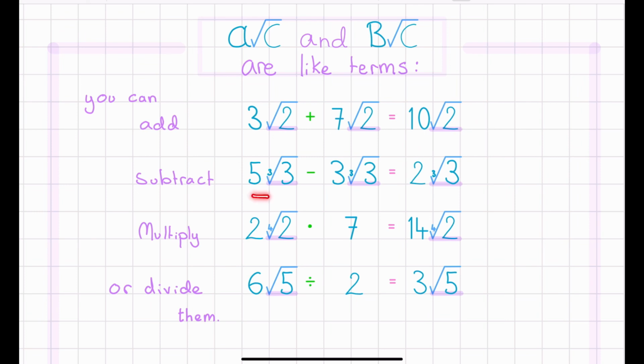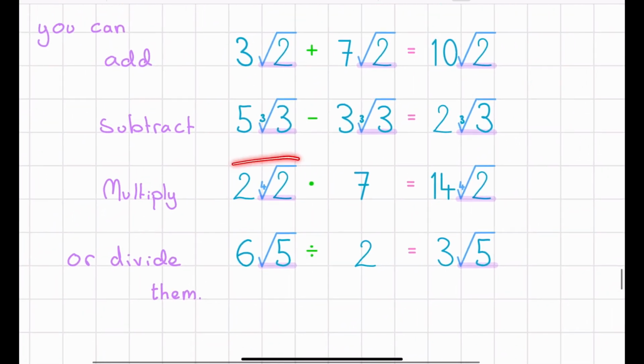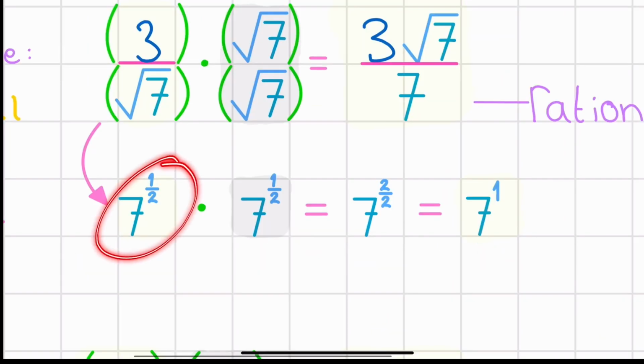If I'm going to subtract them, I do the same thing. 5 times cube root of 3 minus 3 times cube root of 3 is equal to 2 times cube root of 3. And finally, I can multiply them. I can multiply this by itself, and that will give me a very different answer. But for now, I think that it's more helpful for you to know that I can multiply it by any integer number. And this way, you can, for example, rationalize denominators, and you can calculate what will be on the numerator of that expression too.